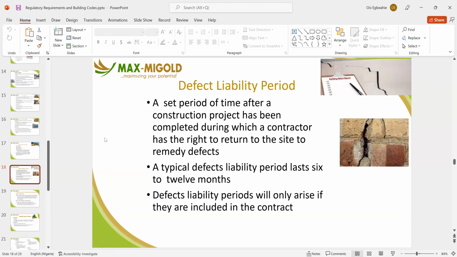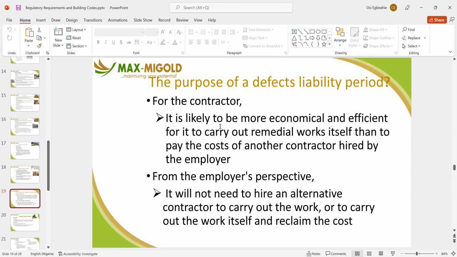The contractor will come back at no cost to the client. The contractor will fix it. But if it's the client that destroys it, the client will pay. It's just like the warranty or guarantee that you normally get for electronic gadgets that you buy. Deferred liability period will only arise if it is included in the contract. Most contracts have a deferred liability period, and they always do these days.